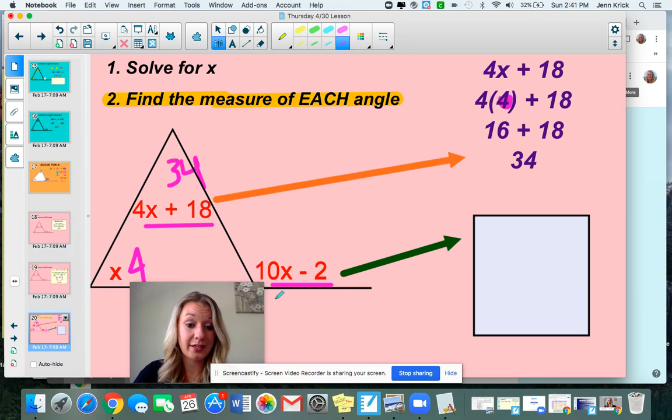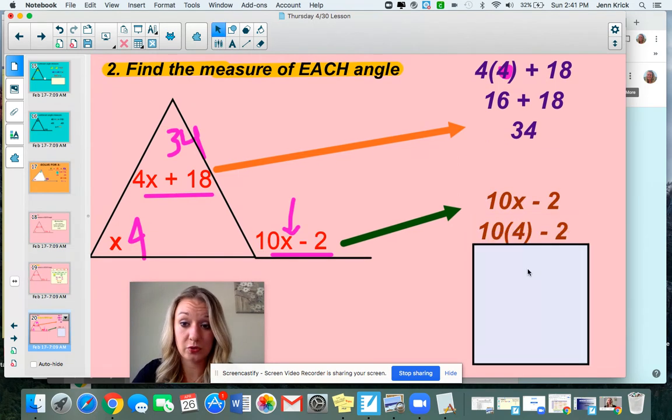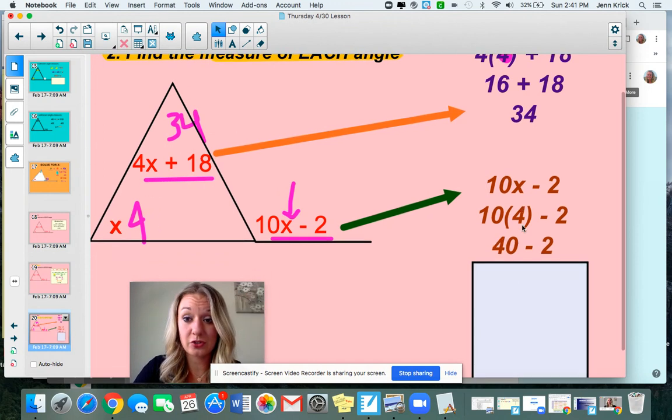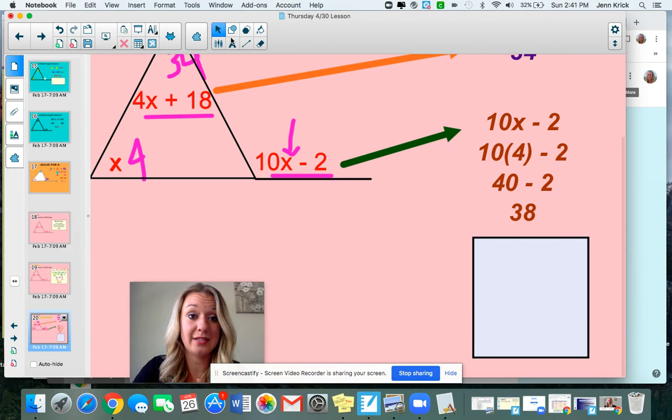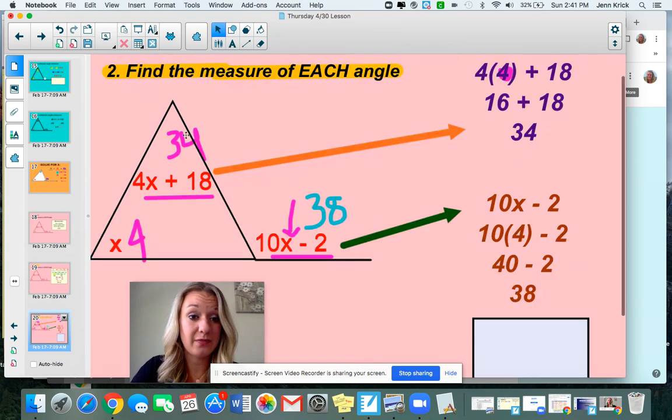Then for my last angle outside, again, we're just going to be taking out the x and plugging in 4 so that we can simplify. So you got 10x minus 2, take out the x and plug in a 4, and you got 40 minus 2, which is 38. So this outside angle, the exterior angle, measures 38 degrees. You also know that that's correct because if you add 34 and 4, that gets you to 38, which is your exterior angle.